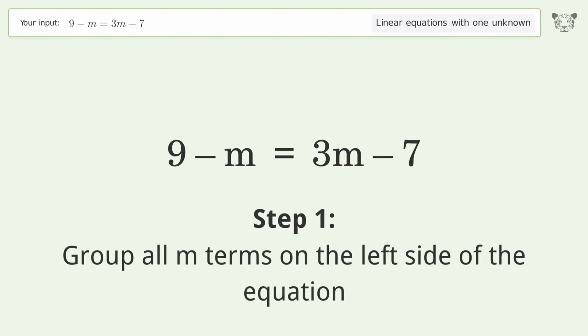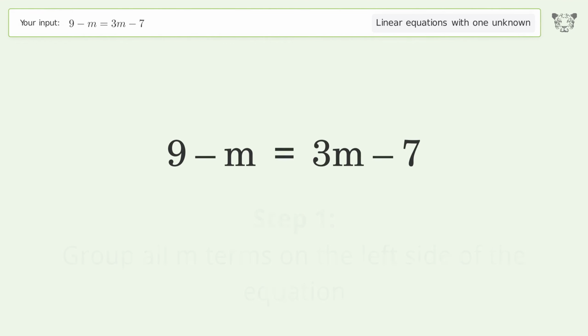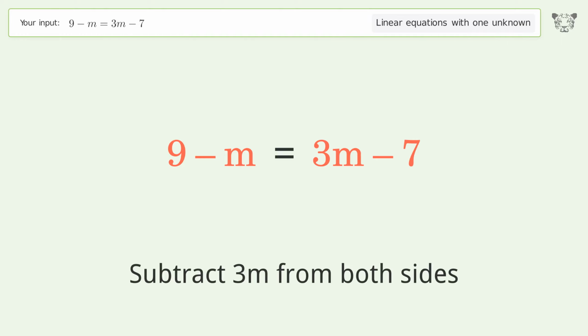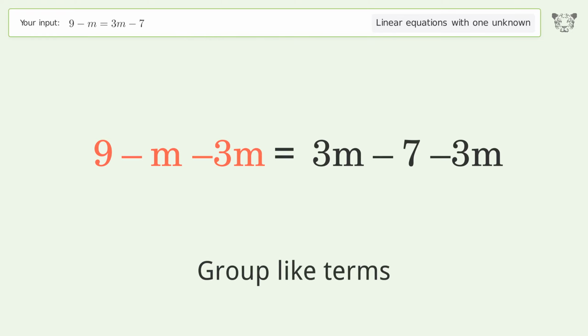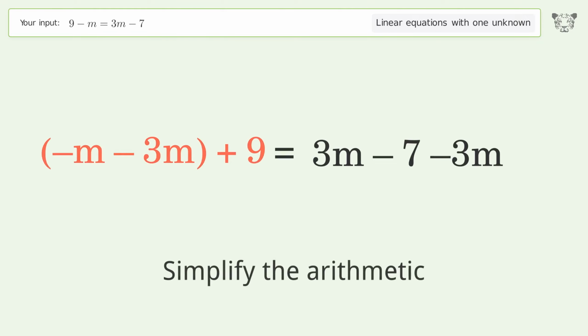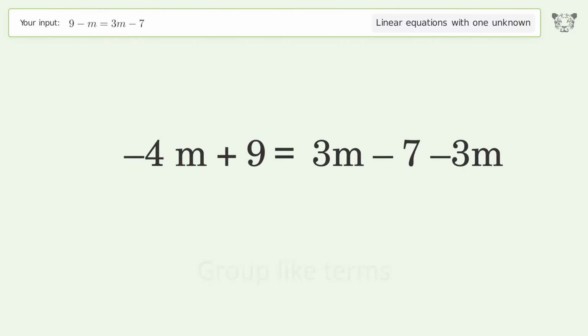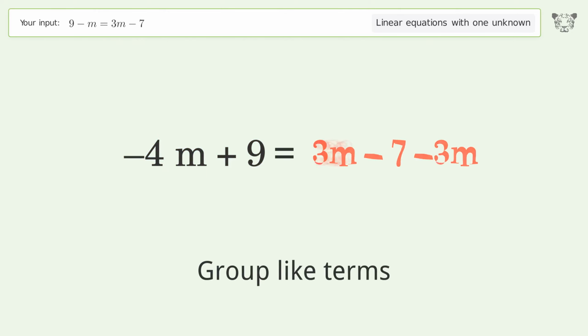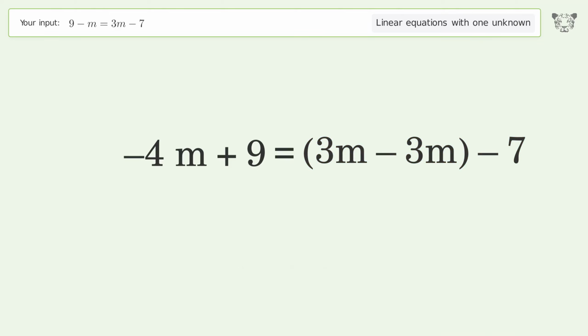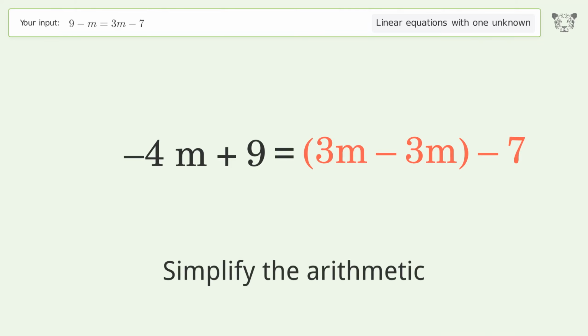Group all m terms on the left side of the equation. Subtract 3m from both sides. Group like terms. Simplify the arithmetic. Group like terms. Simplify the arithmetic.